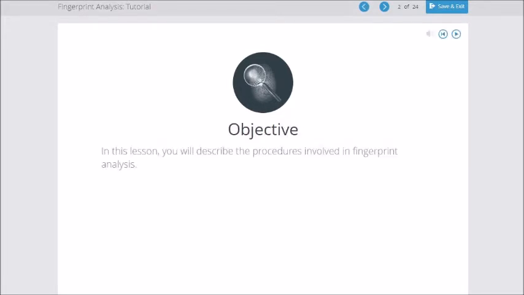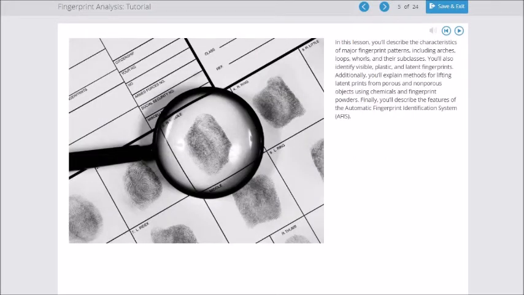So in this lesson you're going to describe the procedures involved in fingerprint analysis. It's very straightforward. When you look at fingerprints up close, you're talking about major fingerprint patterns called arches, loops, and whorls. I guess that's how you say that word. I want to say whorl, but it's more of a whorl, with an O in there, and their subclasses. You'll also identify visible, plastic, and latent fingerprints.